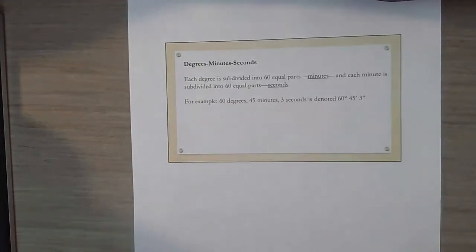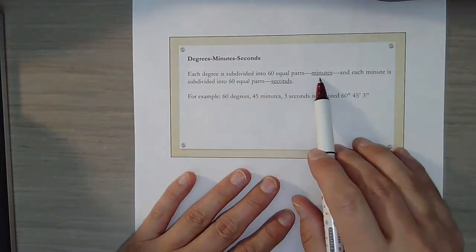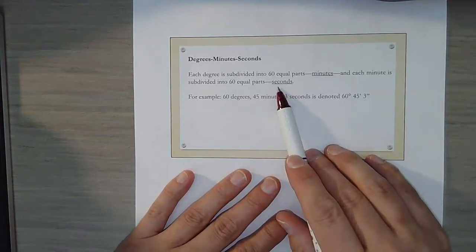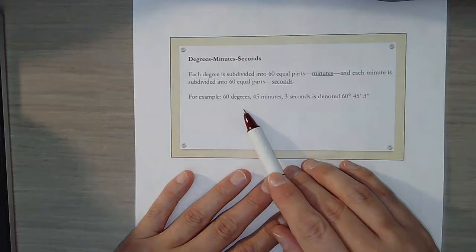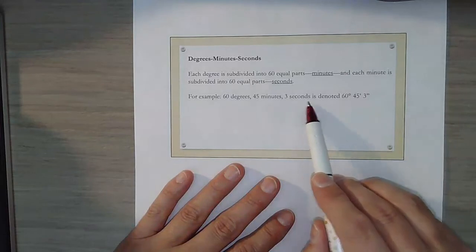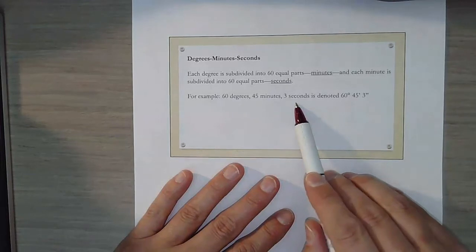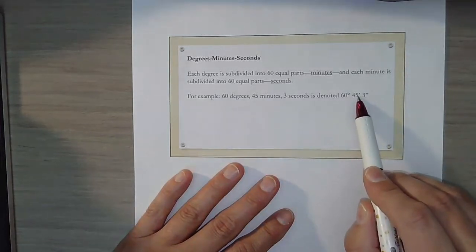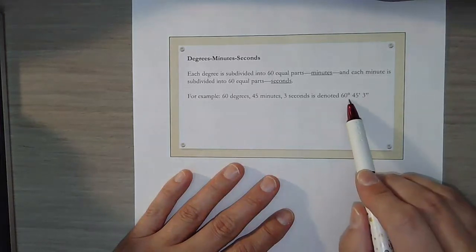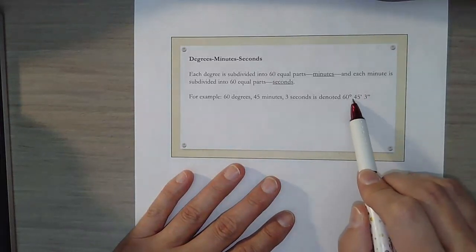And we can use this in equal parts, and we can divide it into minutes, and we can divide it into seconds as well. When we do this, there are 60 seconds in a minute, and 60 minutes in a degree. For example, 60 degrees, 45 minutes, 3 seconds. You'll notice that the minutes have just an apostrophe, and the seconds have the quotation marks. And in another video, we will do an example of how to do these conversions.